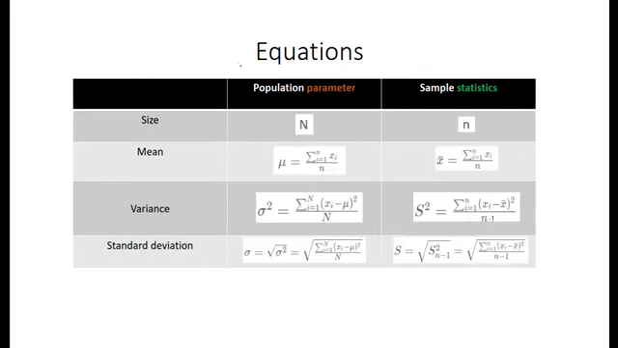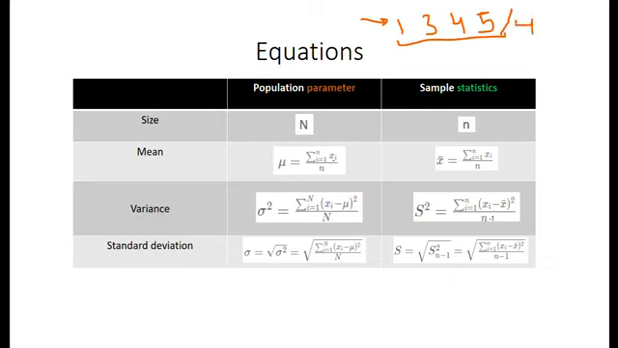Another distinction is the equations used in order to obtain the different parameters and statistics. Starting with the size, as we know, capital N is for a population, whereas small n is for a sample. For the mean, it's simply the sum of the observations divided by their number. So let's assume that we had these observations, 1, 3, 4, and 5. If this was the whole population, then we will sum up these values and divide them by their number, in this case, 4, right?